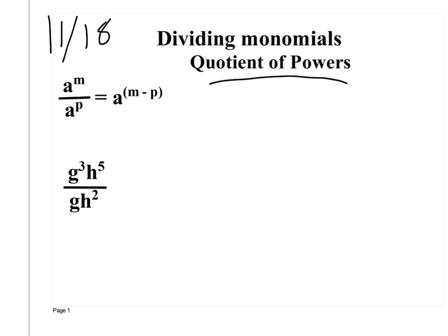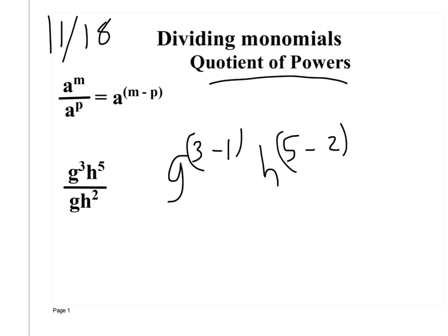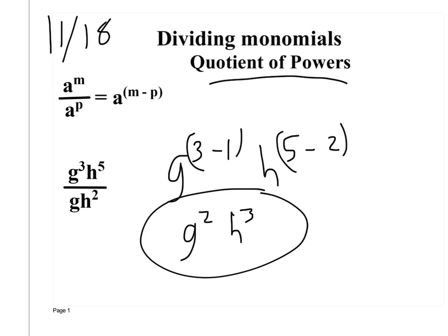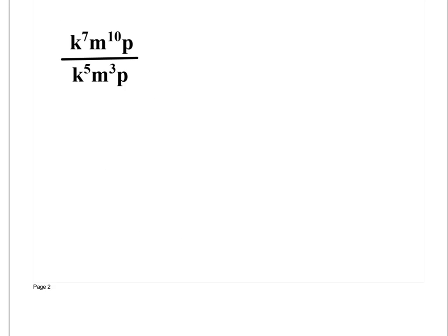So a is raised to m minus p. On this one, you have g cubed h to the fifth over g h squared. So you take g, 3 minus 1. You take h, 5 minus 2. Work those out. g squared h cubed. And there's your answer.